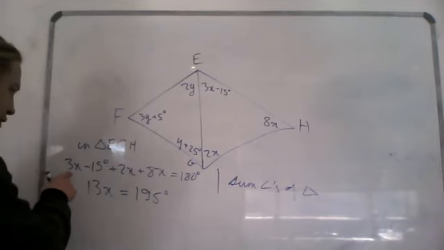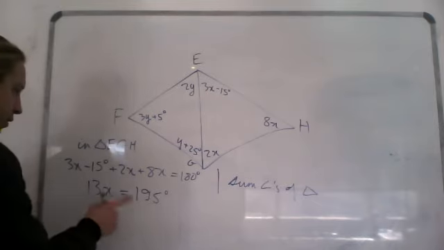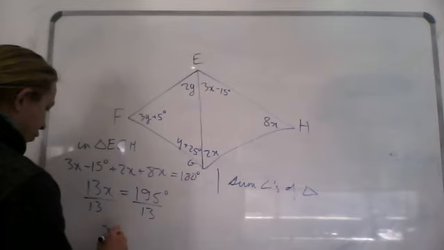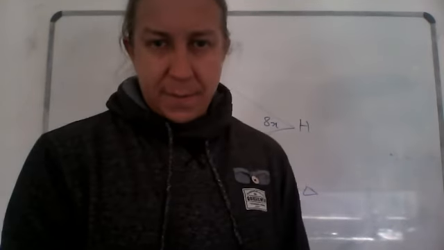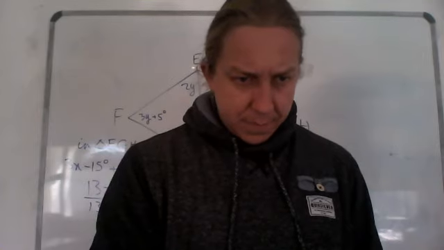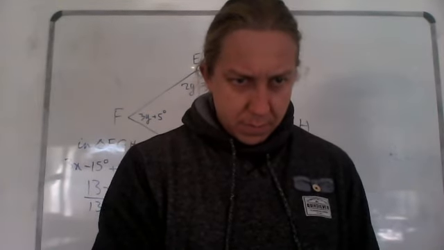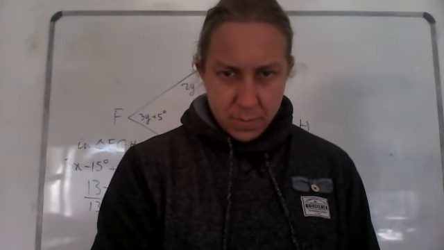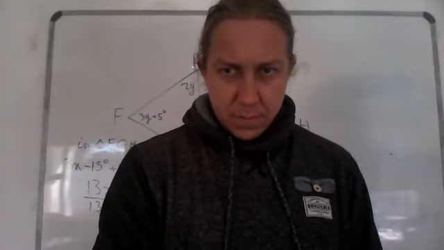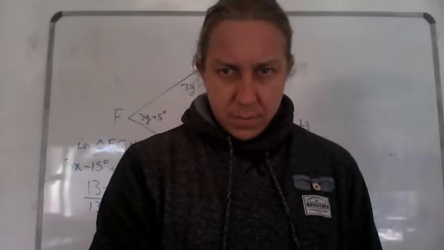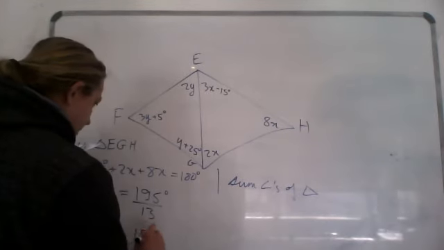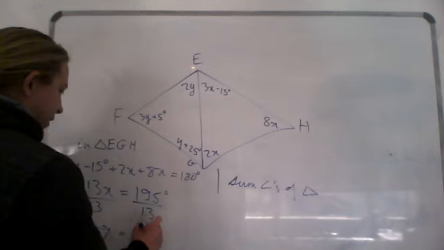Let me check if that's correct. It seems right. We divide by 13 on both sides, and we get x equal to, let me check what 195 divided by 13 is. The answer is 15. So x is 15 degrees.